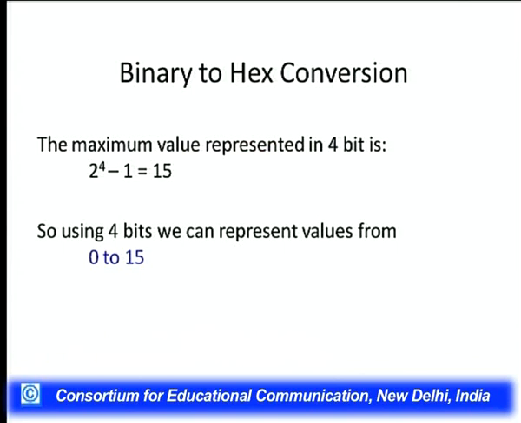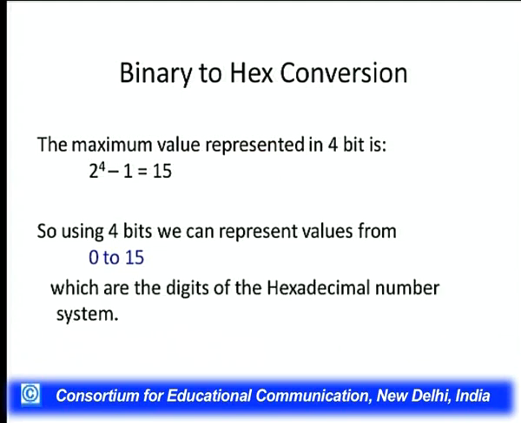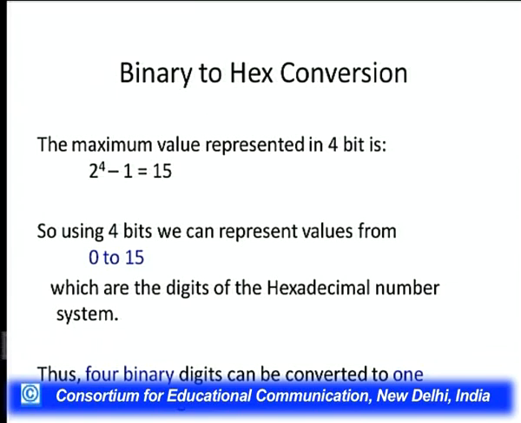So, we use 4 bits to show the values from 0 to 15, and these are the digits of the hexadecimal number system. So, you have 0 to 15, and we have seen that 10 can be represented by A and so forth. So, 4 binary digits can be converted to show one hexadecimal number. At most 4 digits are required to show one hexadecimal number.